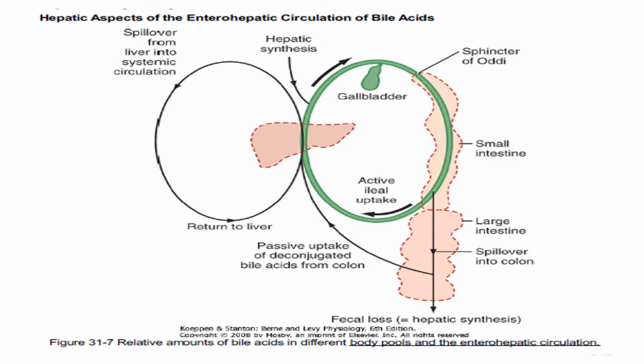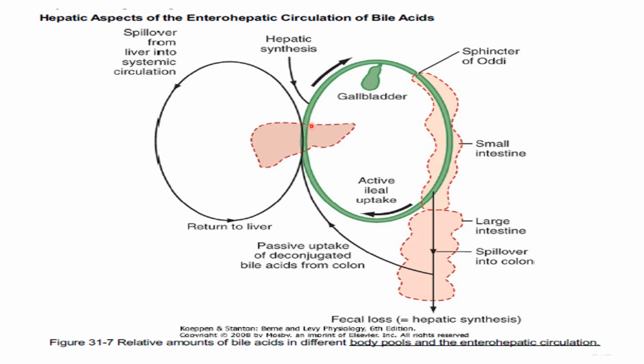With the enterohepatic circulation, after being secreted by the liver, bile will be concentrated in the gallbladder and released to the intestinal lumen through the sphincter of Oddi. Later on, they will be deconjugated, and there will be passive reuptake of the deconjugated bile acids from the colon, and they will be reconjugated again in the intestine, and later on secreted again as bile.